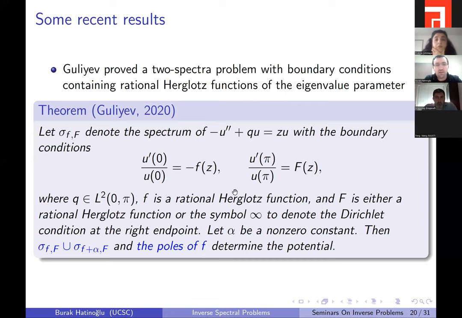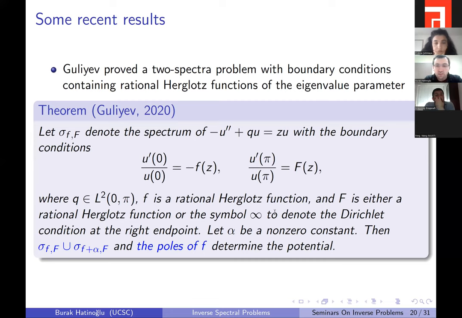And here, this is his formulation. So here, the spectrum with subindices little f and capital F denote the spectrum of the Schrödinger operator with these given boundary conditions. And here, little f and capital F depend on our eigenparameter z. And what we assume is that these functions, little f and capital F, are rational Herglotz functions. And here, capital F may also be infinity, meaning the Dirichlet condition.